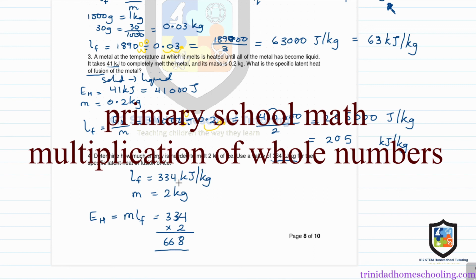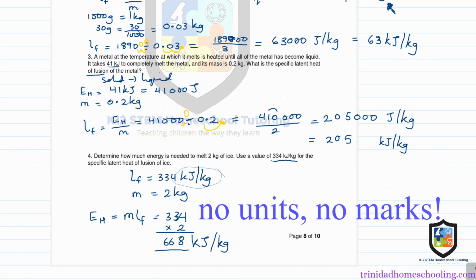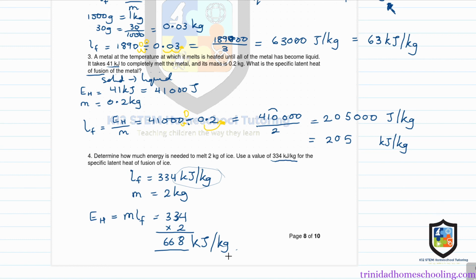And don't forget this part here. It is kilojoules per kilogram. Okay? And that's it for calculations for specific latent heat of fusion.